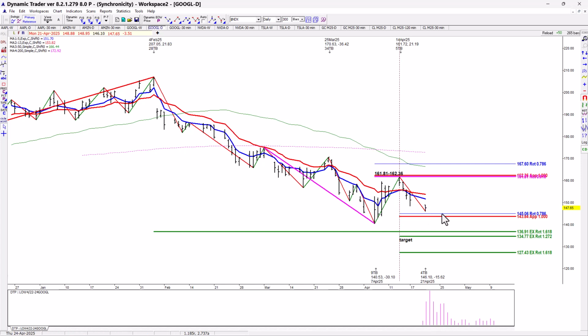Now, hey, if we just blow through it and the timing doesn't kick in, then yes, we should head towards these targets. But you do want to be aware of the other possibilities.